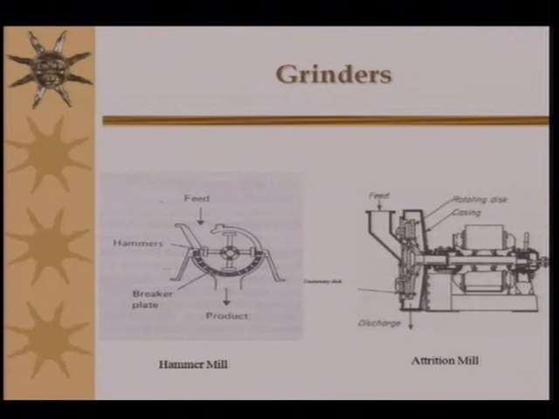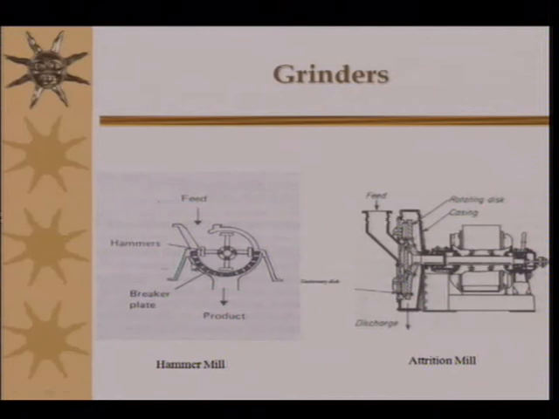Now coming next to the grinders, we have several types of grinders. On the left you see this is the hammer mill. The hammer mill is a grinder which is used for grinding small sizes, and the hammer mill has two types of equipment in this.